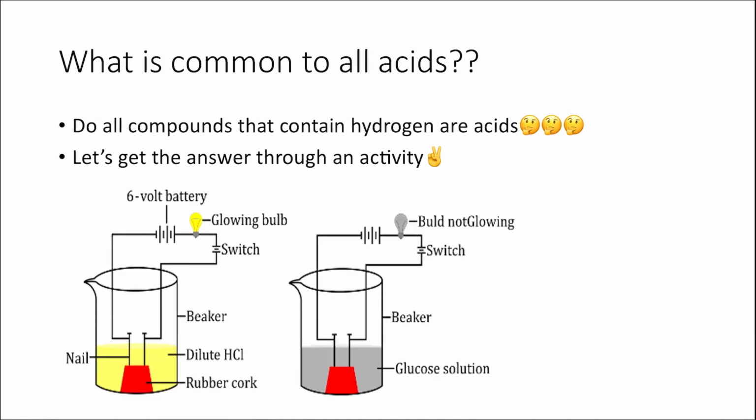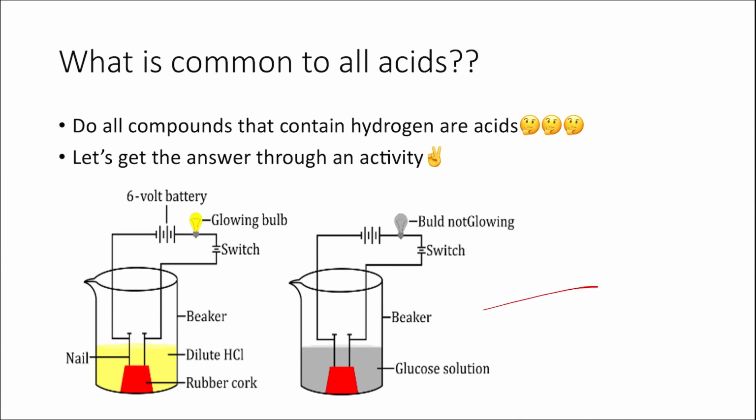In this activity, we take a rubber cork and on it we are going to place two iron nails. The two iron nails are in turn connected to a 6-volt battery, a bulb and a switch. When we take a solution of acid or base in this beaker, the bulb glows. But when we take a solution of substances like glucose, the bulb doesn't glow. This is a clear indication that acidic and basic solutions conduct electricity.